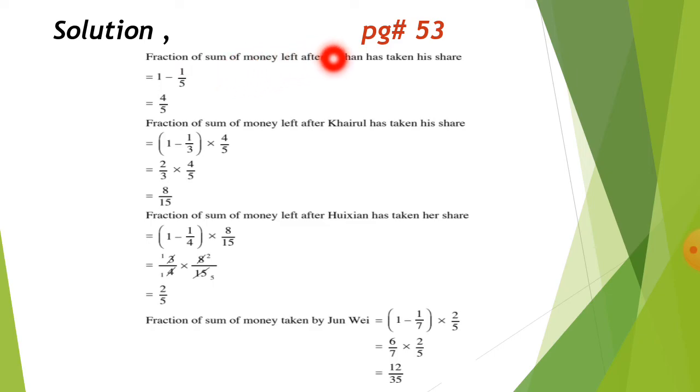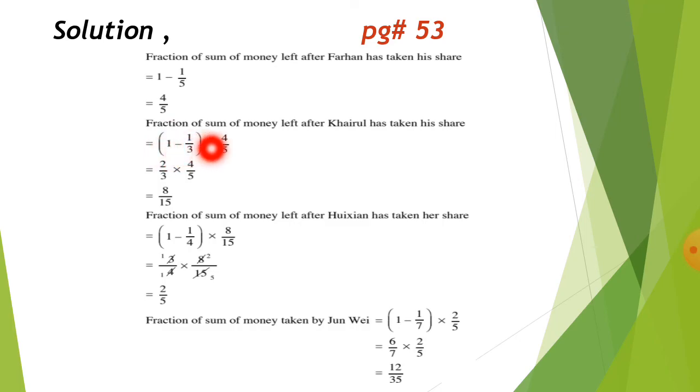Fraction of the sum of the money left after Farhan has taken his share: 1 minus 1 over 5. We are going to take the LCM of these. The denominator of the 1 is also 1, so it will be 5. Then 5 divided by 5 is 1, and 5 minus 1 will be 4 over 5.